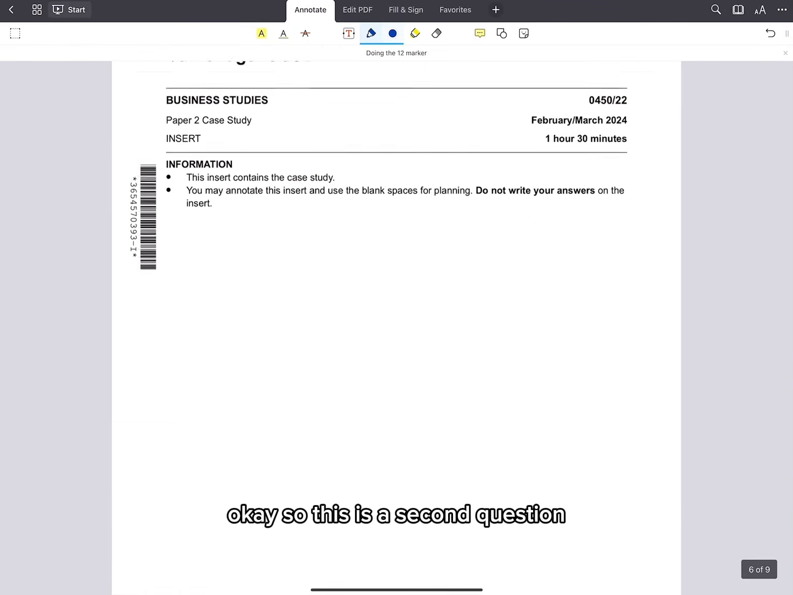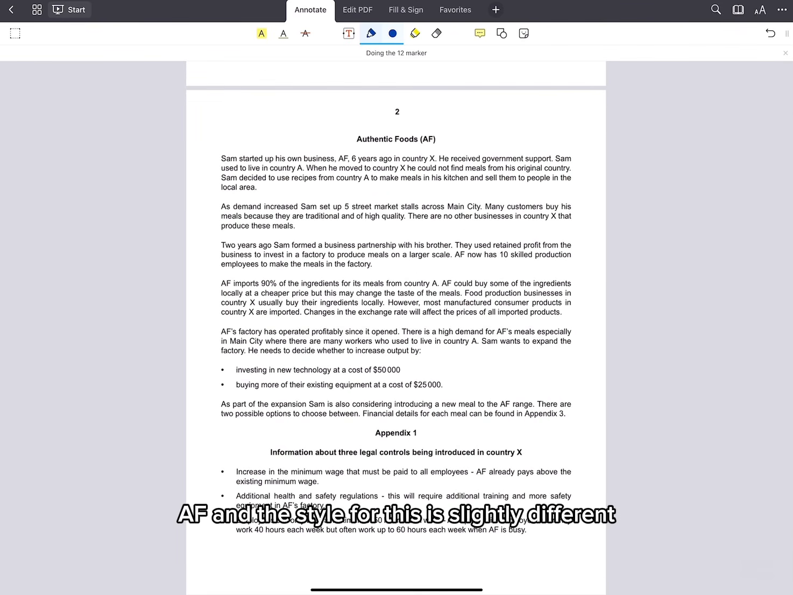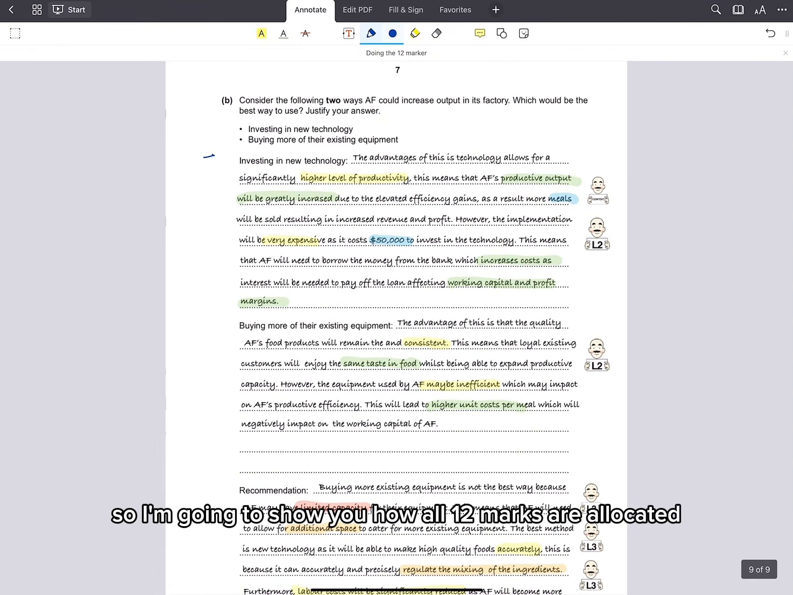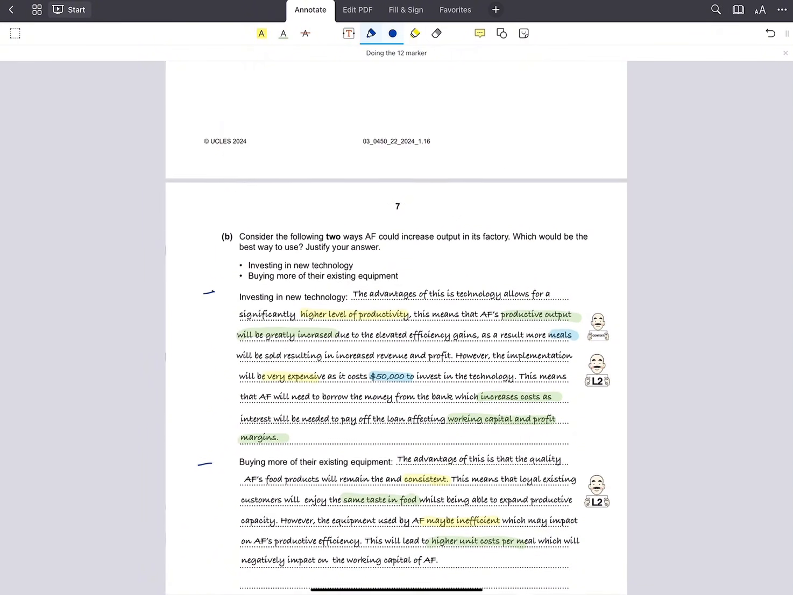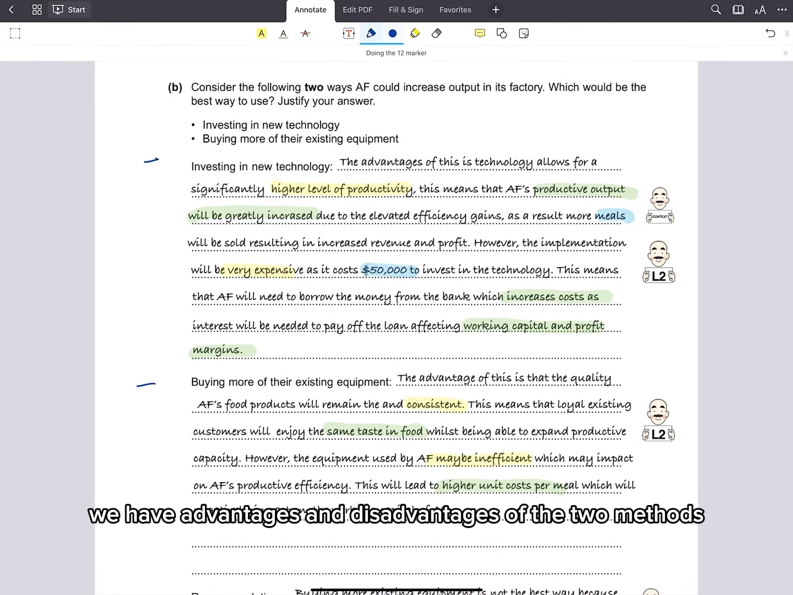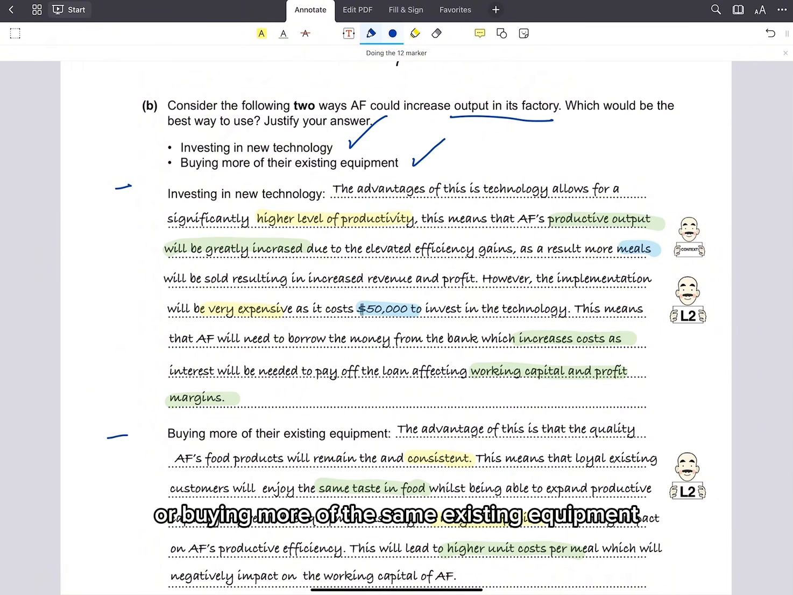Okay, so this is a second question. This one is on Authentic Foods, AF, and the style for this is slightly different. This one has got 2 ways and not 3 ways. So I'm going to show you how all 12 marks are allocated. Very similar to the one before, we have advantages and disadvantages of the 2 methods. Consider the following 2 ways AF could increase output in its factory: by investing in new technology or buying more of the same existing equipment.